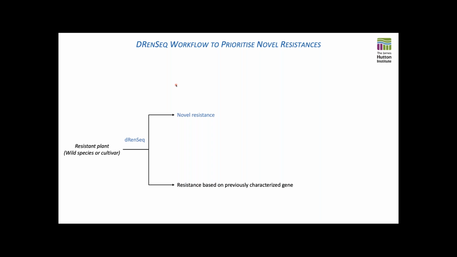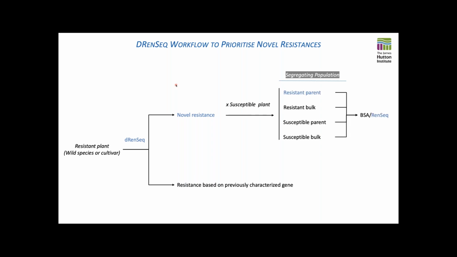If we have a novel resistance, we then typically set up a cross with susceptible plants to generate a segregating population. And then we use a bulk segregant RenSeq-based mapping analysis, for which we only need the resistant bulks and susceptible bulks and the susceptible parent, because we already sequenced the resistant parent at this stage. So it's highly cost-effective for us as well. And the key really is we're not going after resistances that have already been described in the literature, so we have a very easy way of eliminating those.